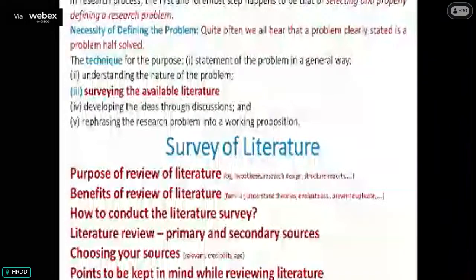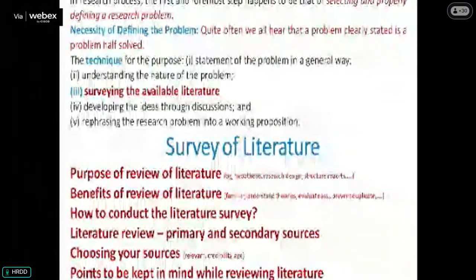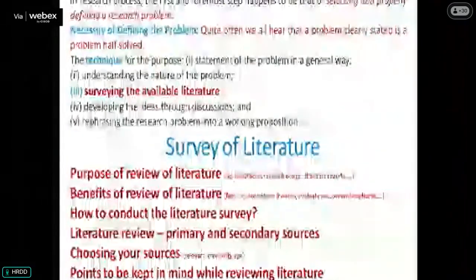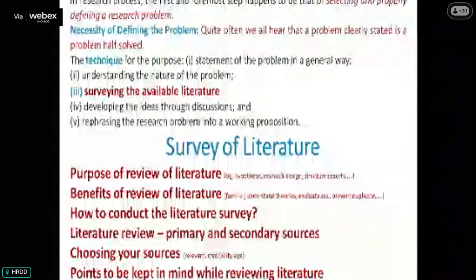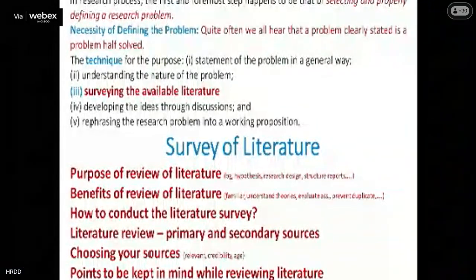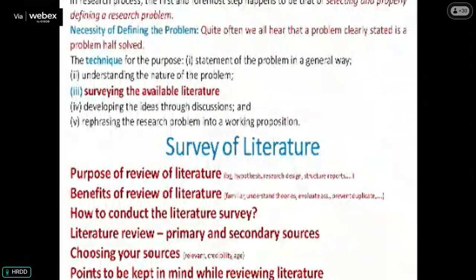That will help, because if you do a proper literature survey, you will be helped throughout the whole process. The benefits are that you become familiar with the subject, understand the theories involved in your individual studies, evaluate and assess the papers which have already been published, and prevent duplication. You do not repeat the same thing which other people have done. Some sort of variation should be there, right?